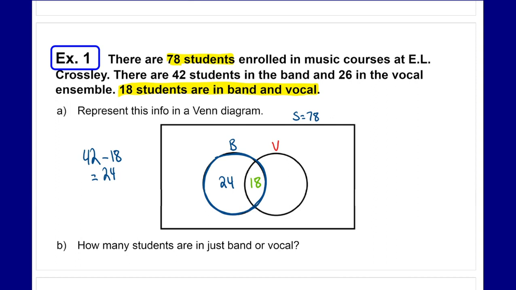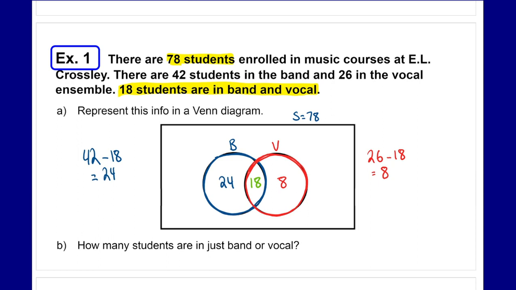For vocal, you're going to be doing the same thing. All the vocal students are included in this circle or this outcome. We already have 18 from the overlap. There are 26 in total. 26 minus the 18 equals 8. So there are 8 students that are just in vocal. Combined with the 18, there's 26. There's your 26 vocal students.